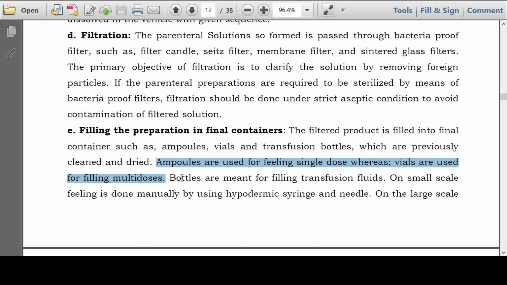But in case of vials, which are closed with rubber closure, a physician can take multiple doses from the vials. So before filling these ampoules and vials with rubber closure, these ampoules, vials and rubber closure should also be sterilized or cleaned properly.